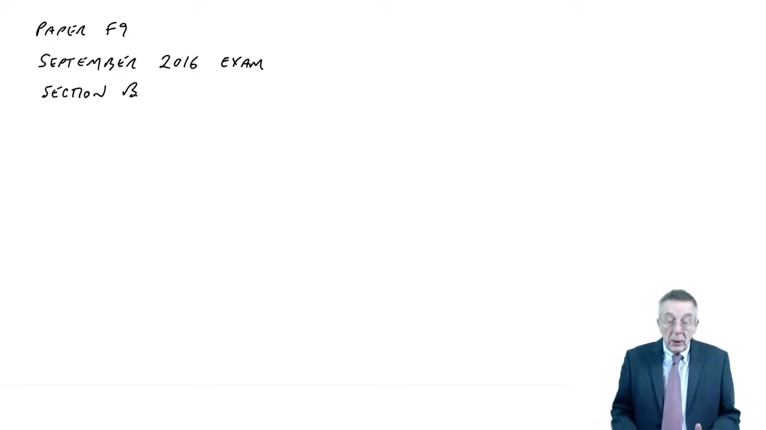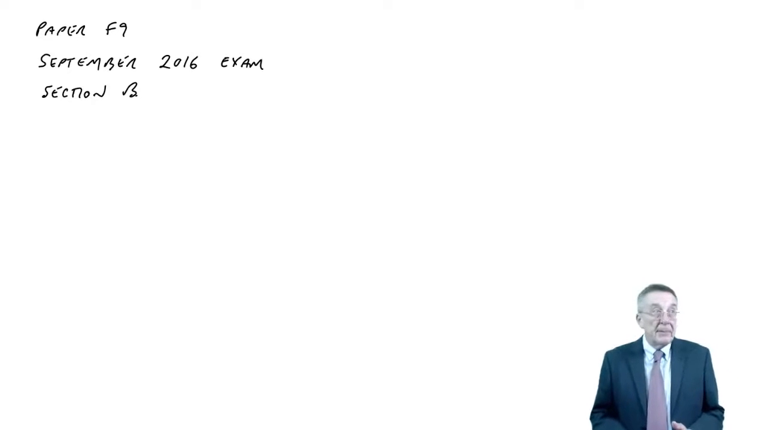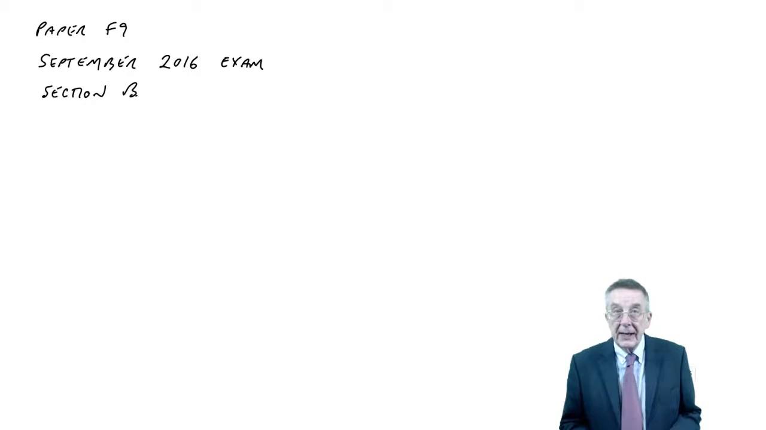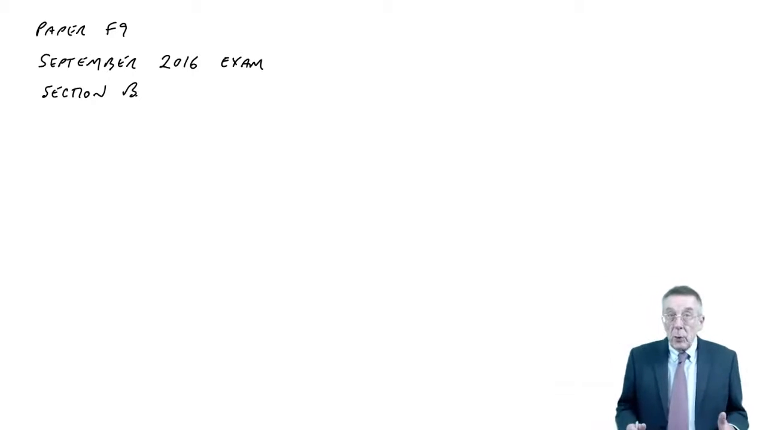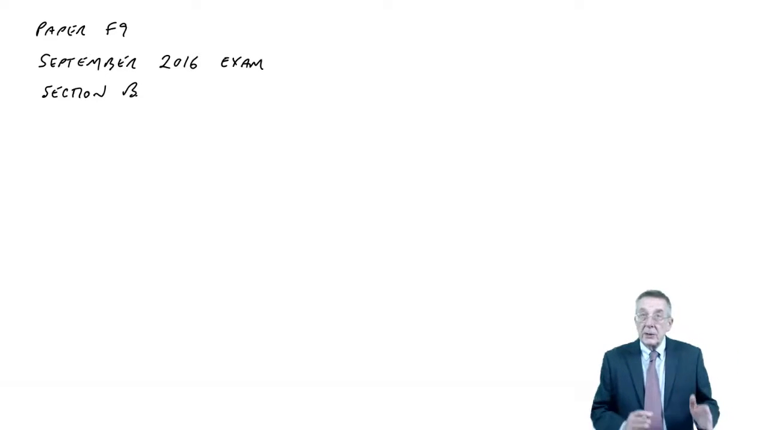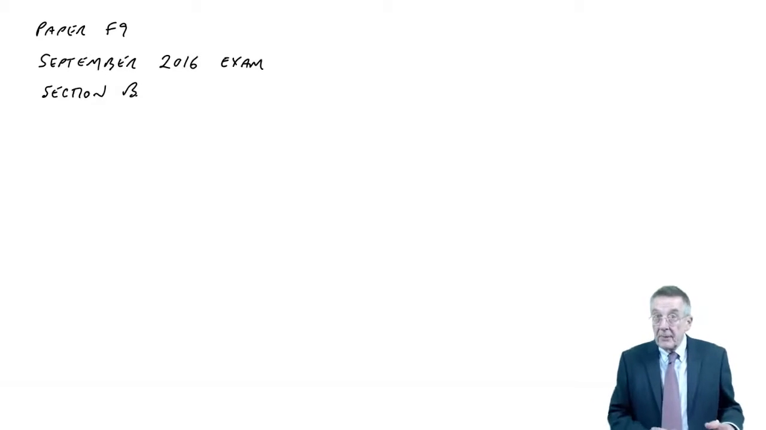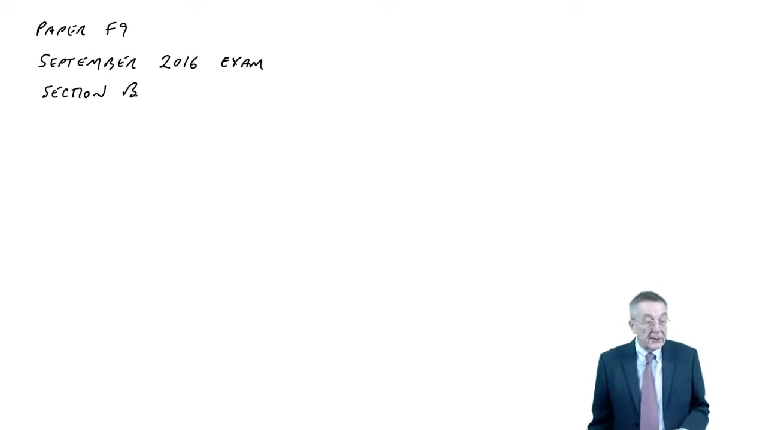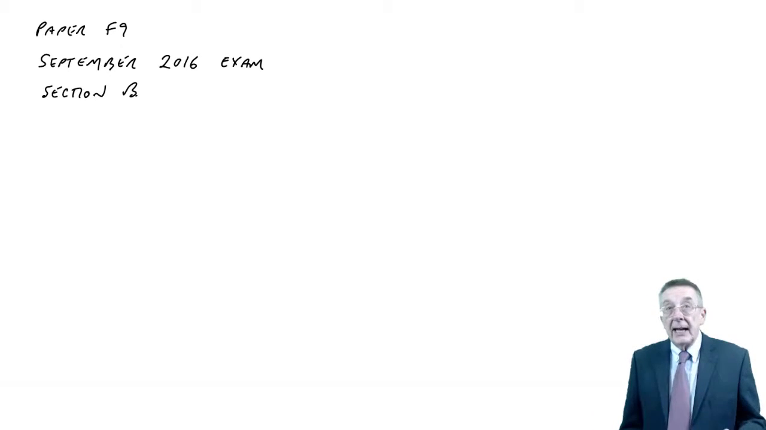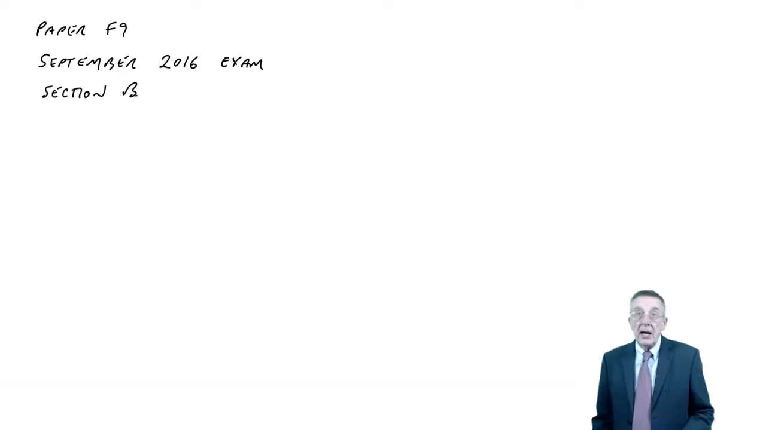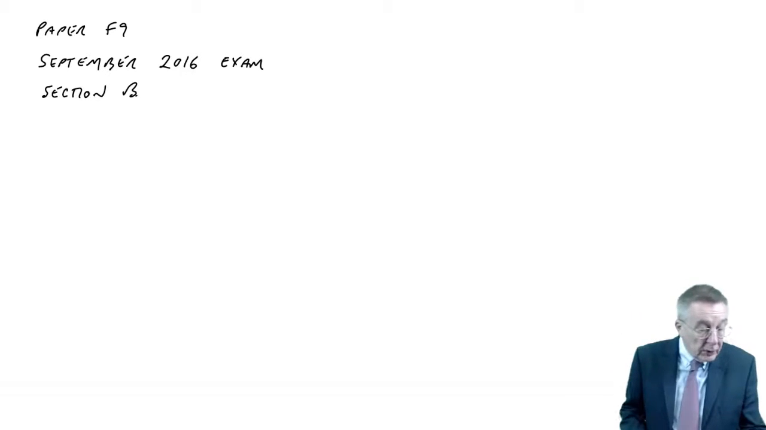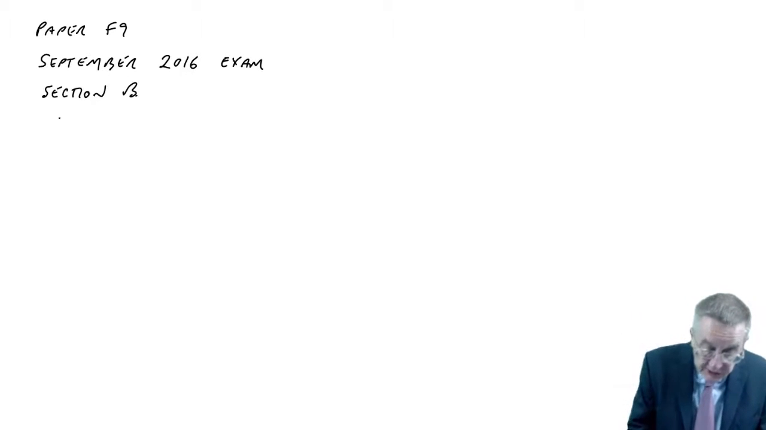Okay, I'm going to go through section B of the September 2016 paper F9 exam. And as you're aware, section B has 3 scenarios, each of them having 5 multiple choice questions. So I'll split this into 3 lectures, a lecture on each scenario. First of all, we'll look at scenario 1, which is questions 16 to 20.